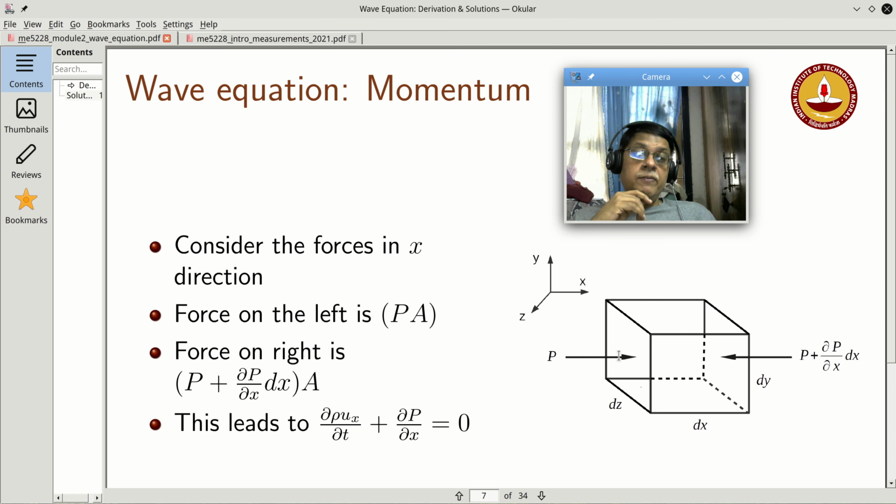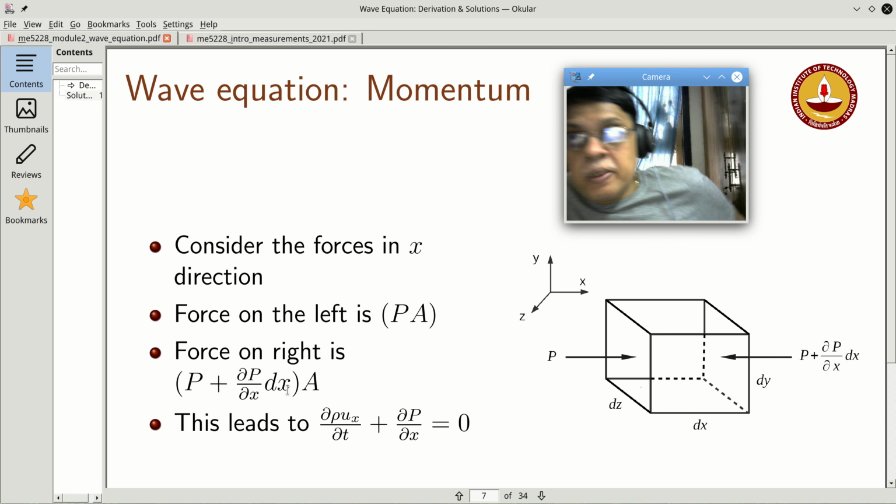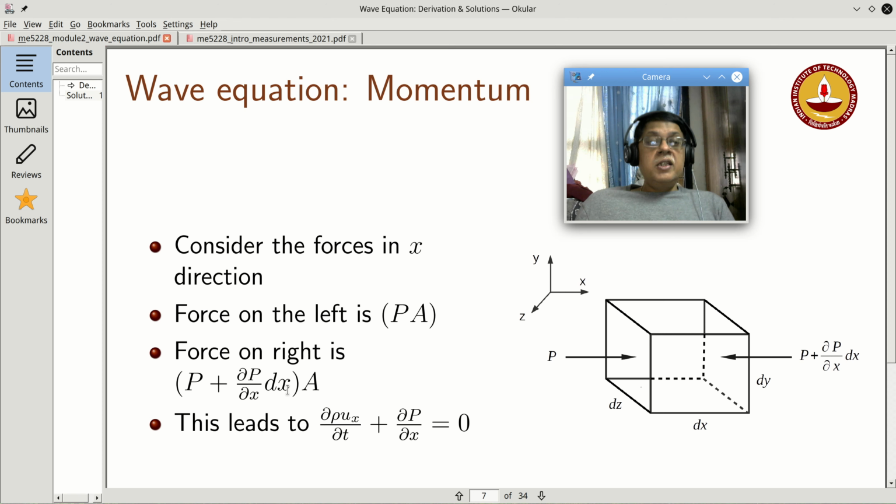The force, of course, on the left, as I said, the pressure is considered positive, acting in the direction that is shown. So on each face pressure is positive, compressing it, right? So compression is considered positive. The force on the left is P times A, and the force on the right is P plus the Taylor series expansion of P at x plus dx. We are saying it is P at x plus ∂P/∂x into dx. So that is a Taylor series representation.